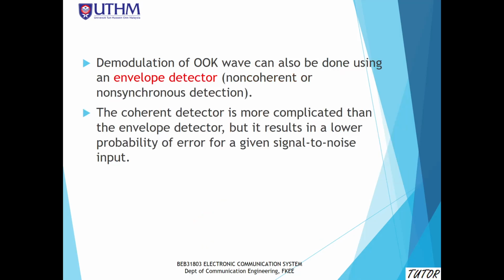Demodulation can also be done using an envelope detector, or non-coherent or asynchronous detection. Yes, we can do the non-coherent detection. The coherent detector is more complicated than the envelope detector, but the result is a lower probability of error for a given signal to noise input. So it is said here that coherent detection will produce better results compared to the non-coherent.